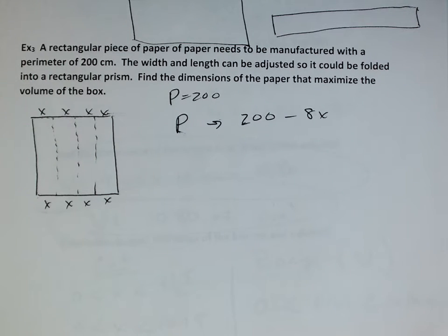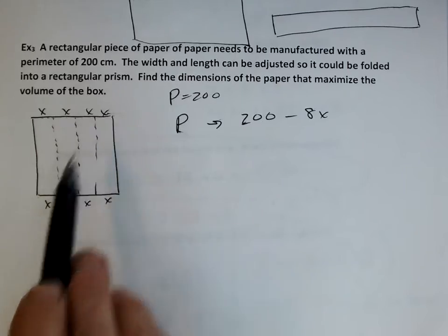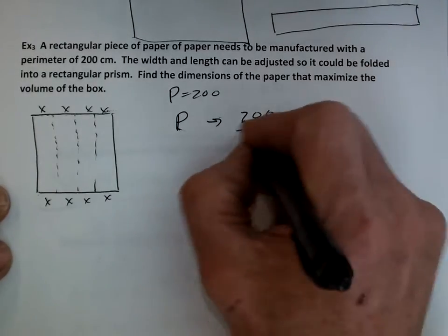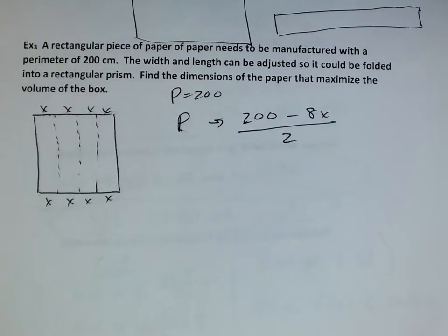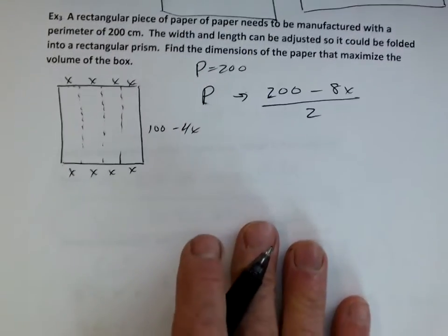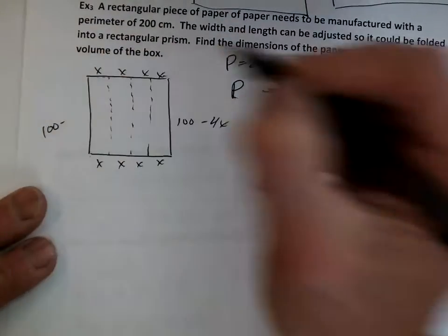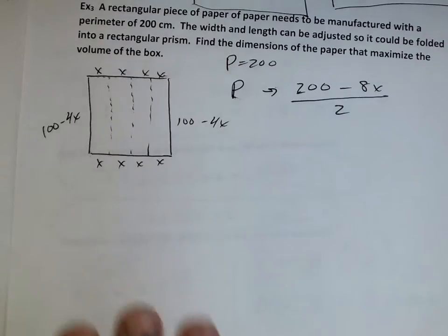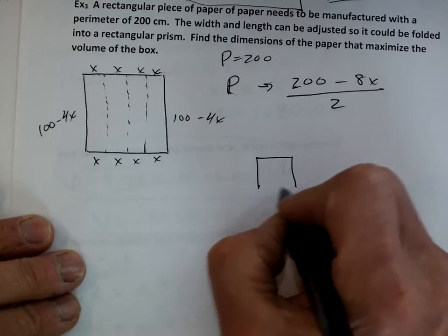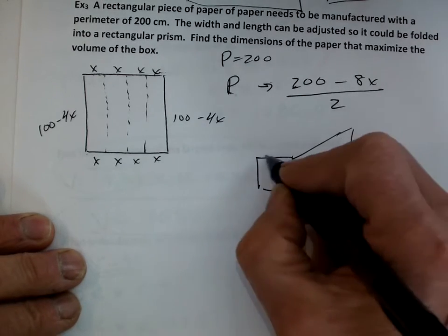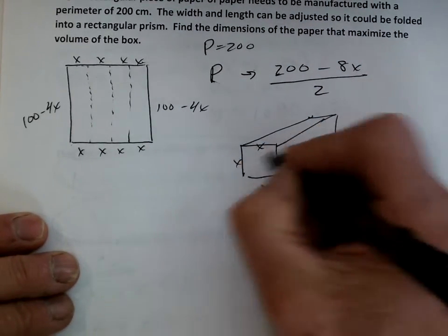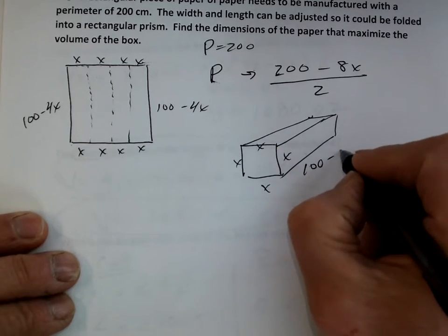Okay, are you with me? I'm going to put maybe it's 10, 10, 10, 10, 10, 10, 10, 10. What's left over can go here and here, correct? So I subtracted out my 8 x's, but then I need to divide that by 2, so I have length here and here. If I divide that by 2, I'll have a 100 minus 4x, and I'll have a 100 minus 4x, okay? So then let's build a box. The box is going to look something like this: x, x, x, x, and then 100 minus 4x, okay?